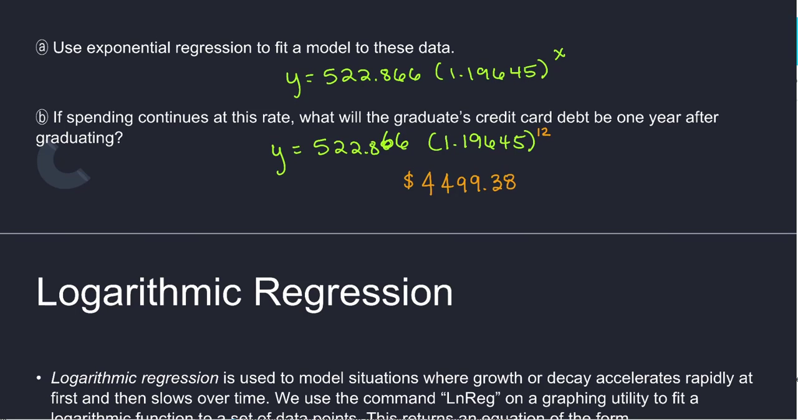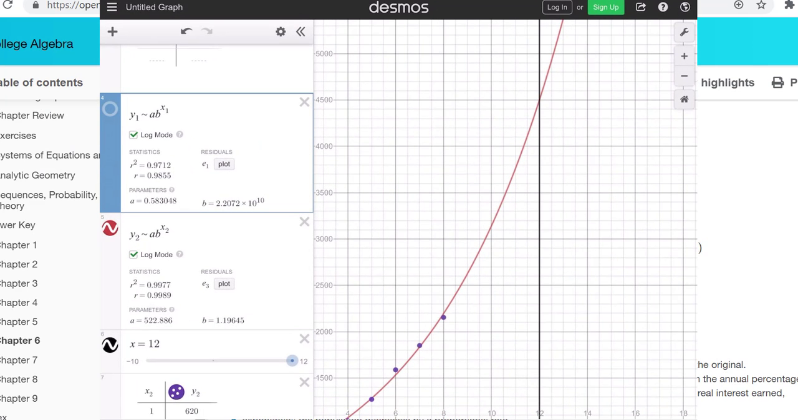Okay, so I went back and double checked. I wrote this down wrong. This should be 886 here. Going back and looking at that equation, it was 886. So sorry about that.